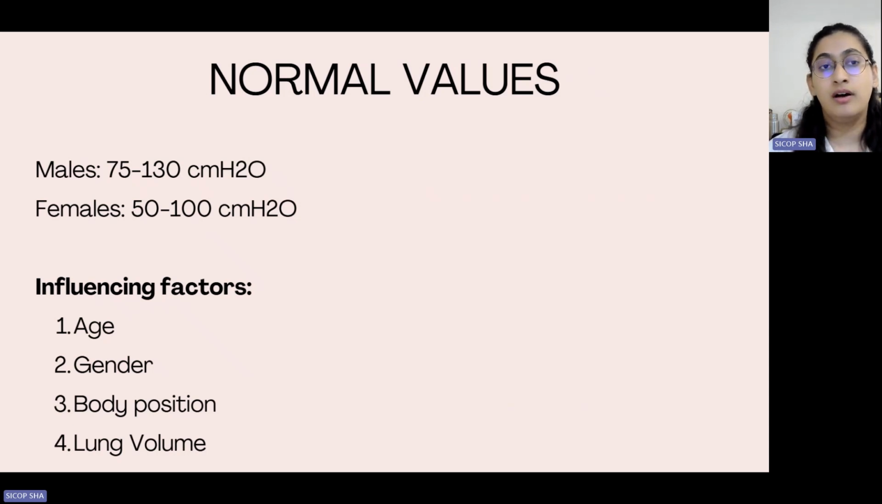Then comes gender. Because the muscle mass present in males is higher than in females, the MIP values will also vary. Again, body position: literature says that the MIP values are higher when sitting or standing as compared to lying down or being in supine. Again, lung volume: depending on the pathology present in a person or the condition that the person has, or the innate lung volume, which differs from person to person, the MIP values can also vary.